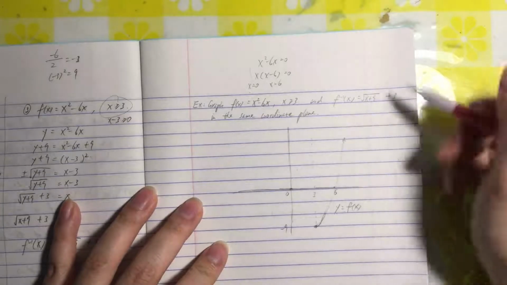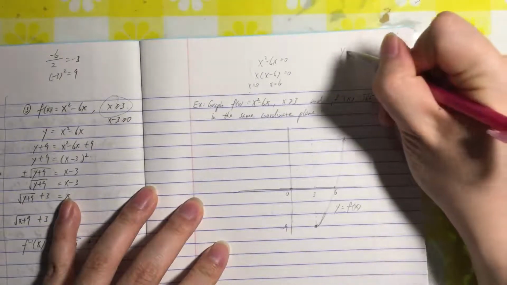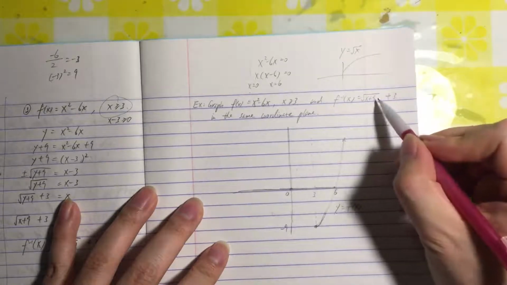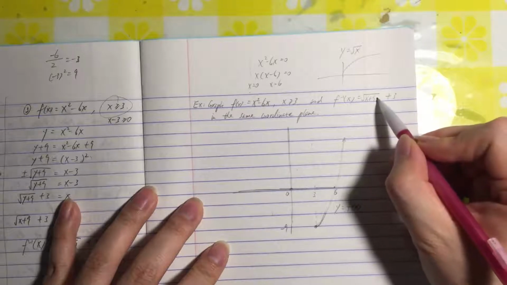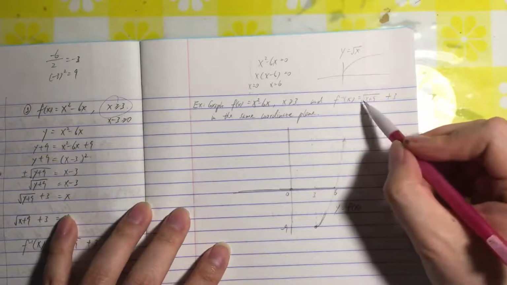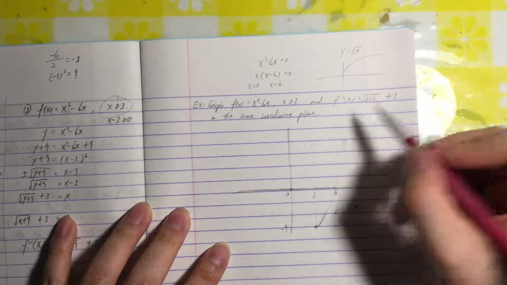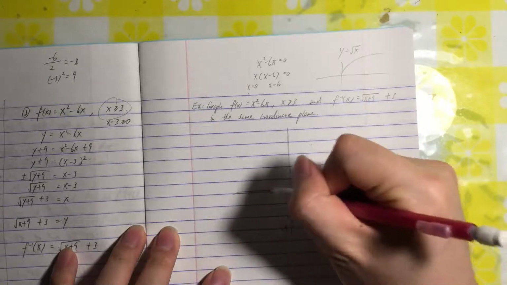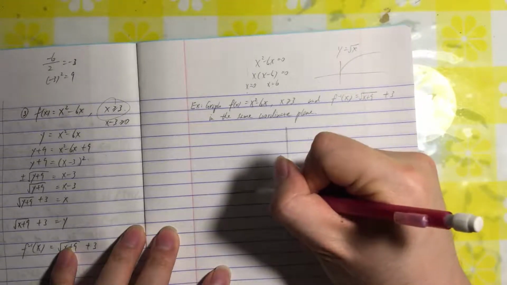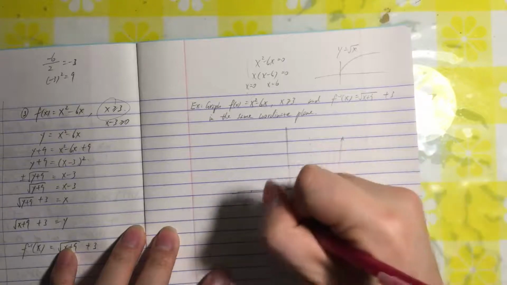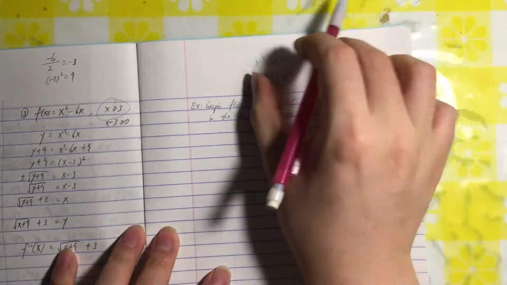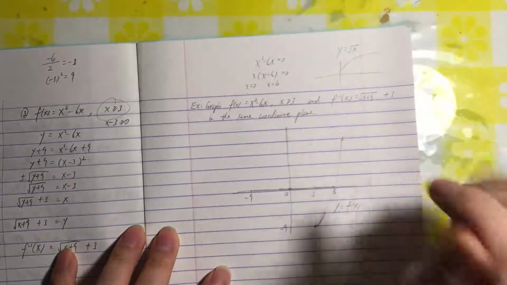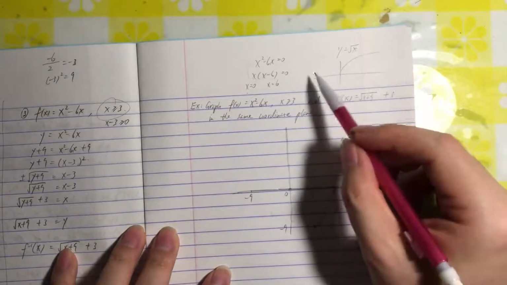For the inverse function, we can graph it using transformation. We know that y equal to square root of x, the graph looks like this. When I add 9 to x, I shift the graph 9 units to the left. Then when I add 3 to the function, I shift the graph 3 units upward. So shift this graph 9 units to the left and 3 units upward.